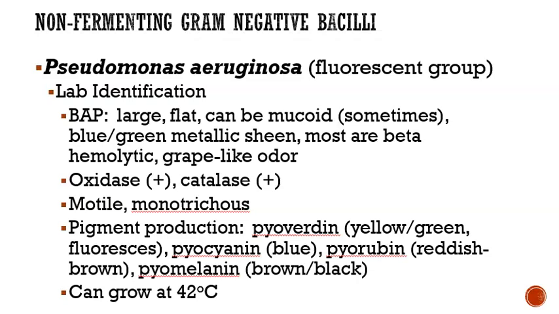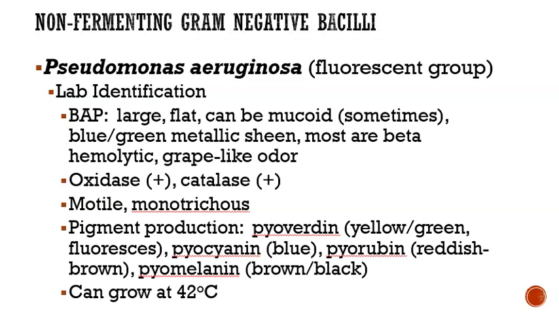mucoid colonies. Most of the colonies are going to be beta hemolytic on your blood agar plate. They can have a blue-green metallic sheen on blood agar that I think is pretty. It kind of reminds me of fish scales. And it has a sweet or grape-like odor. It's oxidase positive and catalase positive. It is motile, monotrichous. And this one can produce some different pigments.